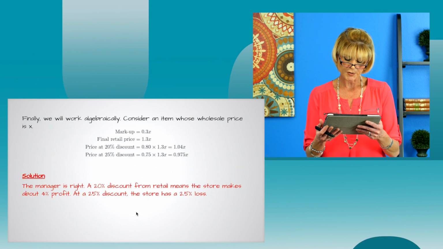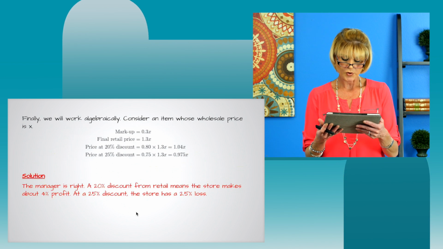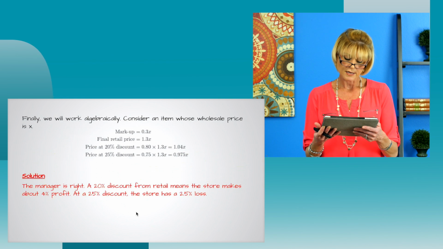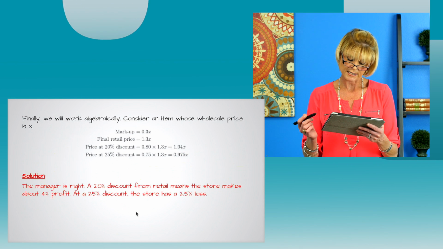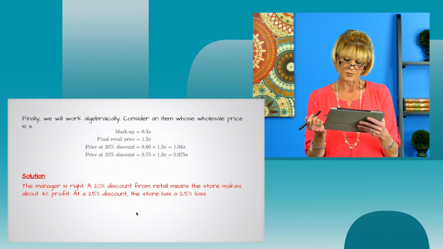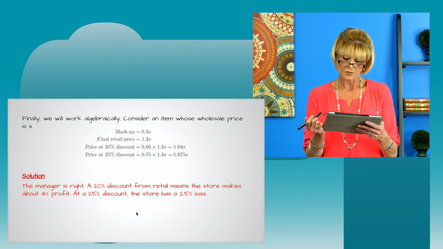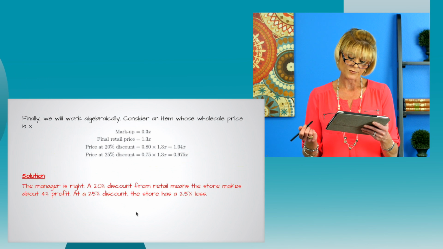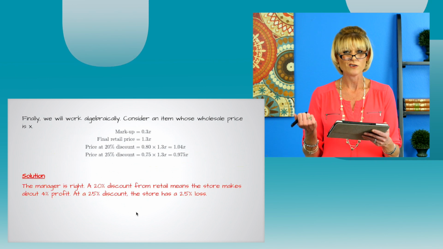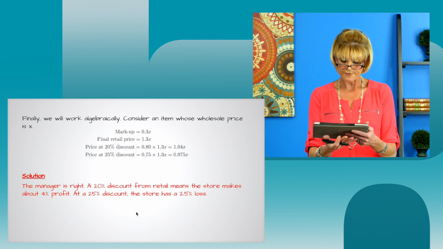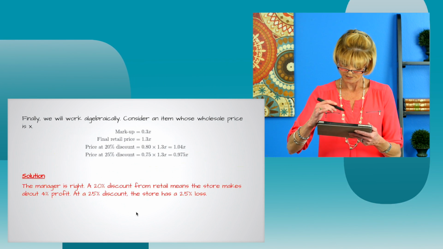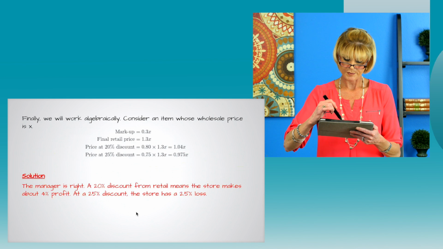The price at a 20% discount, 0.80 times 1.3X equals 1.04X. The price at a 25% discount, 0.75 times 1.3X equals 0.975X. So the manager's actually right. A 20% discount from retail means the store makes about a 4% profit. At a 25% discount, the store has a 2.5% loss, excuse me.